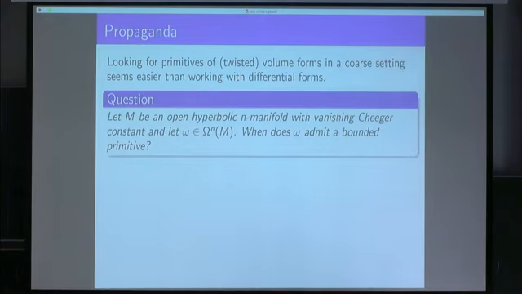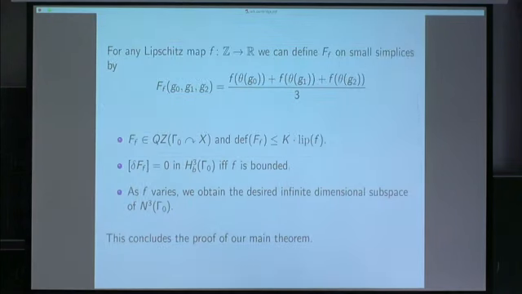While working with differential forms can be tricky. For example, as far as I know, it is not known when a top-dimensional form in a hyperbolic manifold with vanishing Lipschitz constant admits a bounded primitive. So characterizing exactly which differential forms give non-trivial bounded classes is not easy.